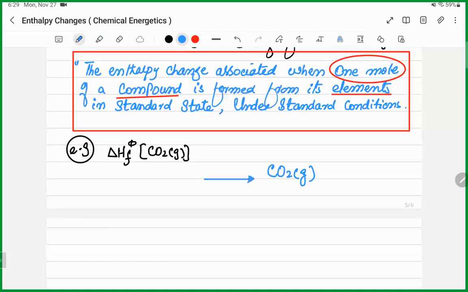Elements कौन-कौन से होंगे इसमें? Carbon plus oxygen. Oxygen is in O2 form. Carbon is solid and oxygen is gas.